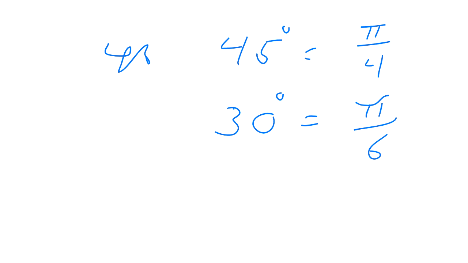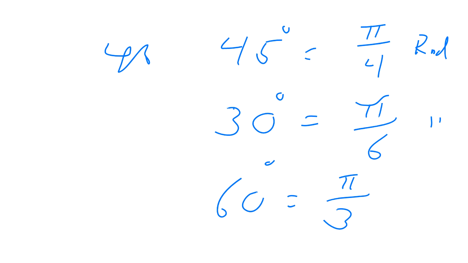Pi over 6 and 60 degrees is equal to pi over 30. These are all radians. So you definitely want to memorize this. You want to know 45 is pi over 4, 30 is pi over 6, 60 is pi over 3.